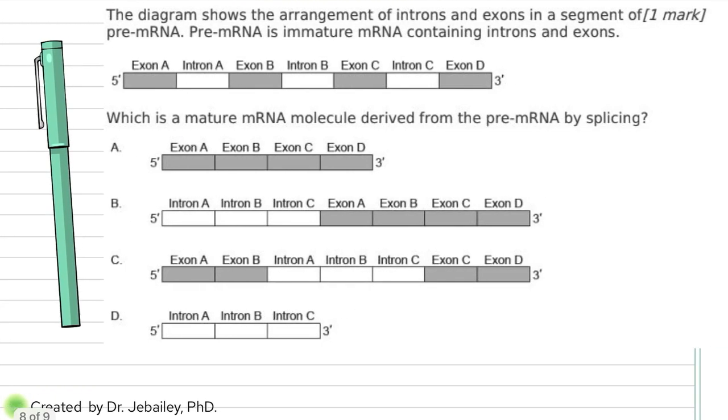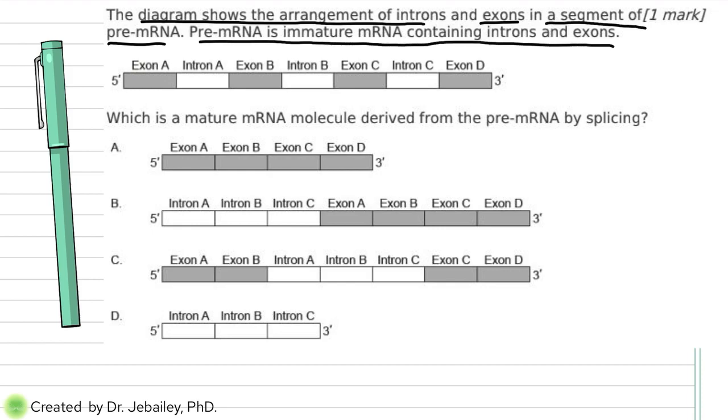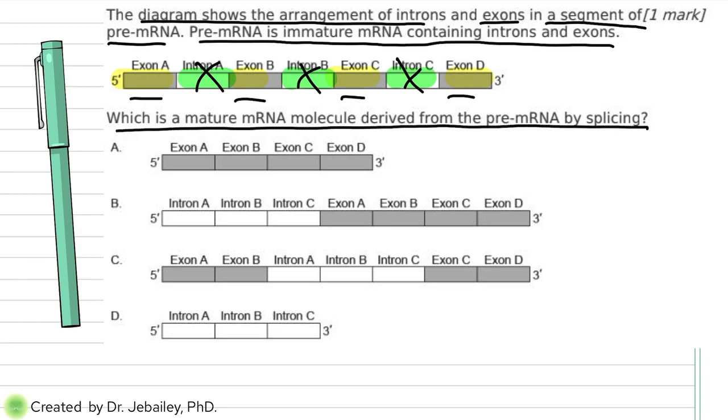Here we have a diagram that shows the arrangements of introns and exons in a segment of pre-mRNA, which means it hasn't been matured yet. So the pre-mRNA contains introns and exons. So you can see here in the drawing we have exons and then we have some of the introns. And if you remember, we try to get rid of the introns. So you only have the attachment of A, B, C, and D together. Now, which is a mature mRNA molecule derived from the pre-mRNA by splicing?